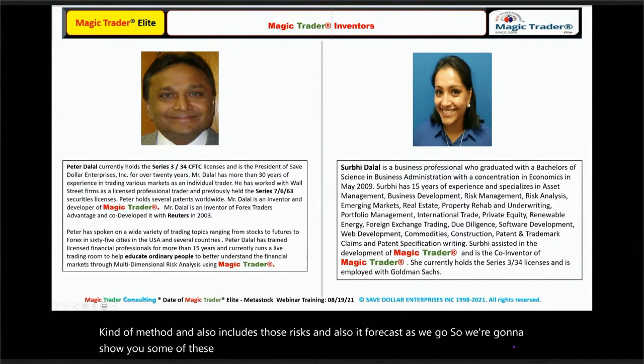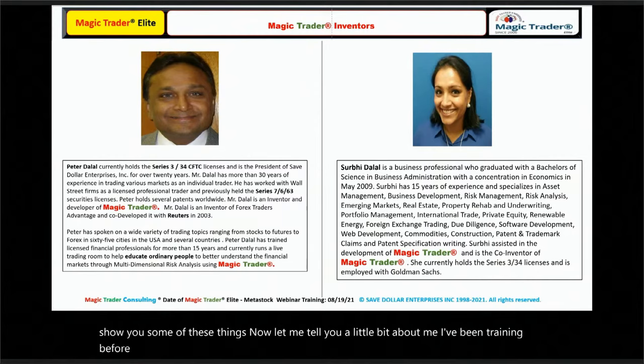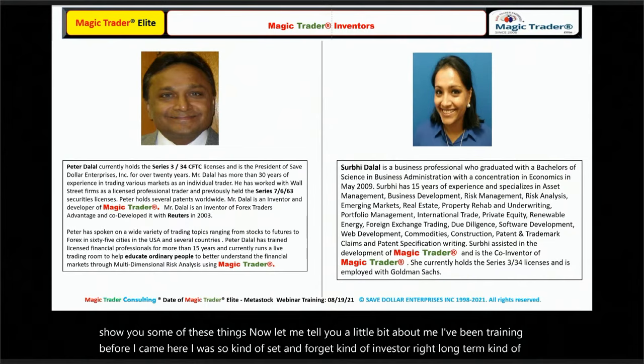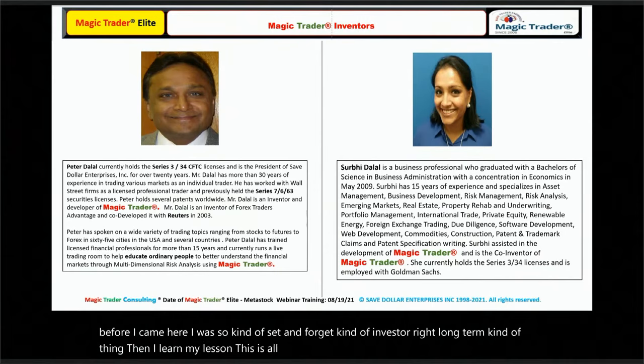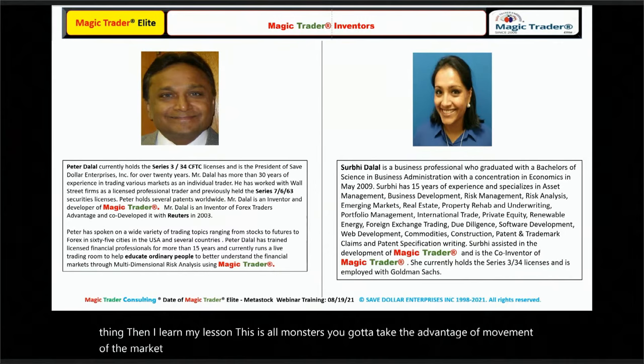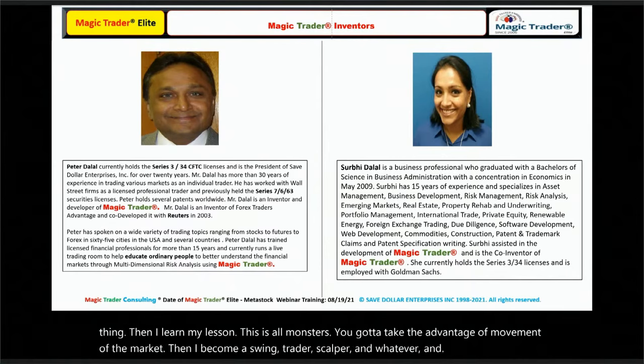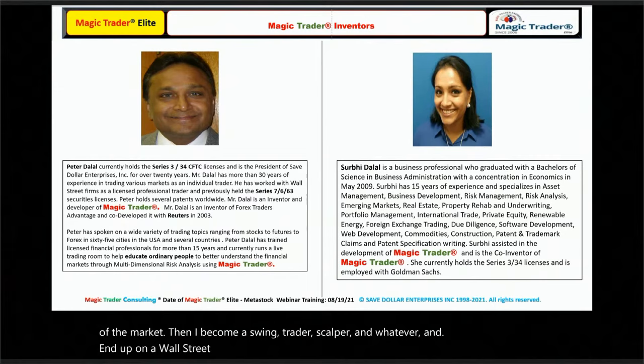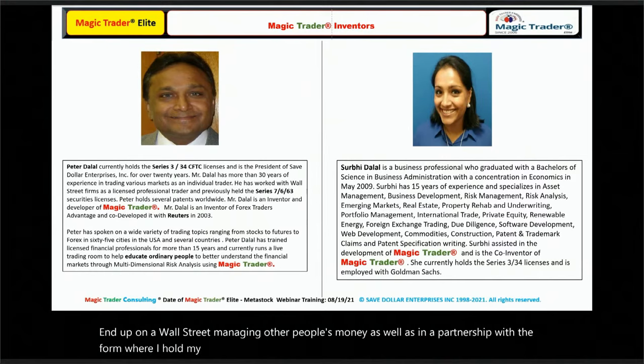Now, let me tell you a little bit about me. Before I came here, I was a set-and-forget kind of investor, long-term. Then I learned my lesson. This is all nonsense. You've got to take advantage of the moment in the market. Then I became a swing trader, scalper, and whatever. I wound up on Wall Street managing other people's money, as well as in a partnership with the firm where I hold my license. So that's my background.